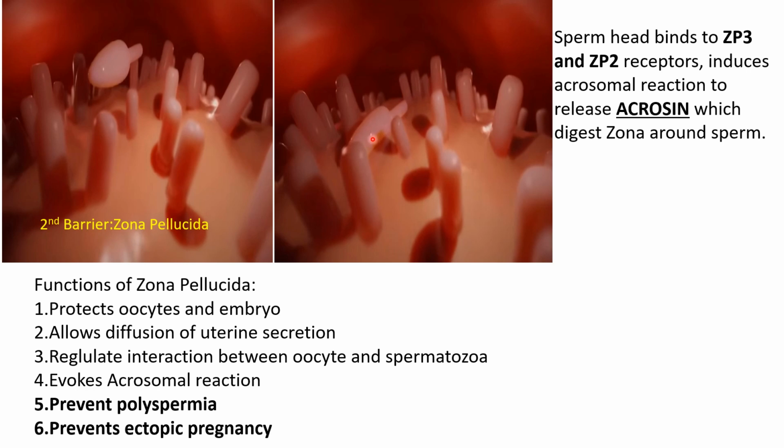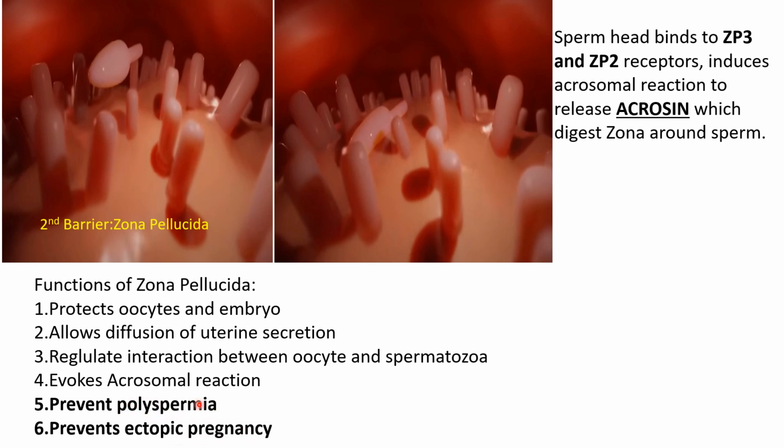Now what is the function of the zona pellucida? Apart from providing protection and allowing diffusion of uterine secretion for the nutrition of the developing oocyte, it will also evoke the acrosomal reaction. It will allow the interaction between the oocyte and spermatozoa. But the most important function of the zona pellucida is that it prevents polyspermia and it prevents ectopic pregnancy.